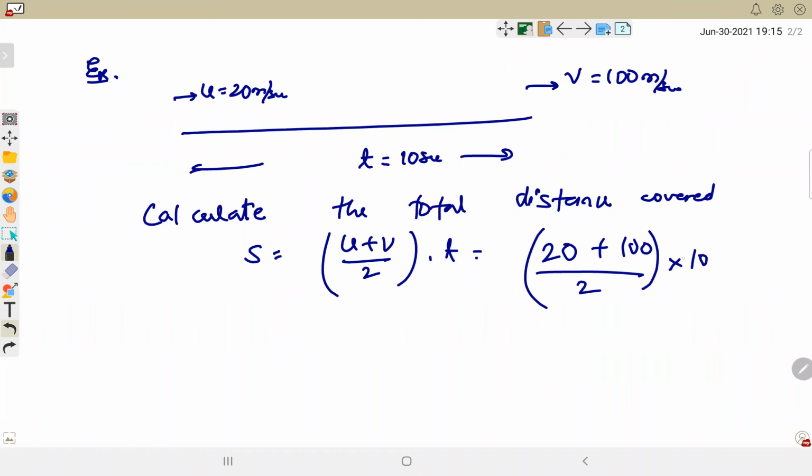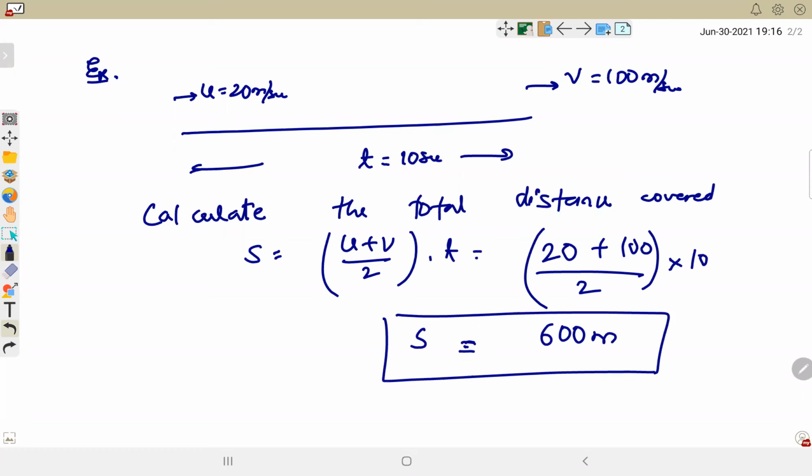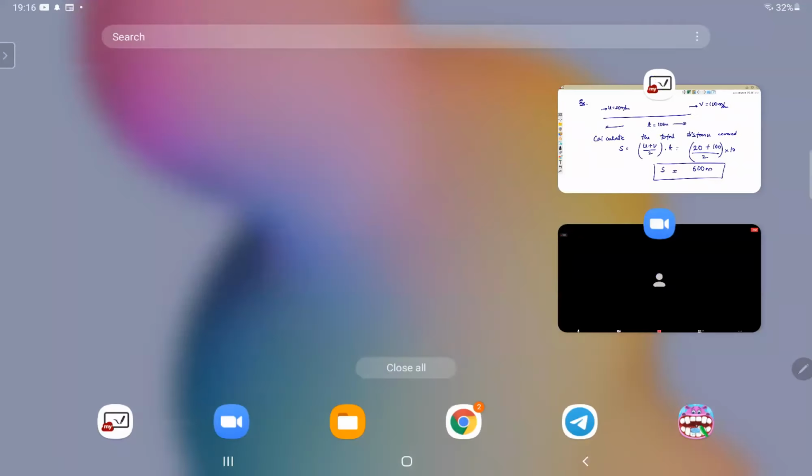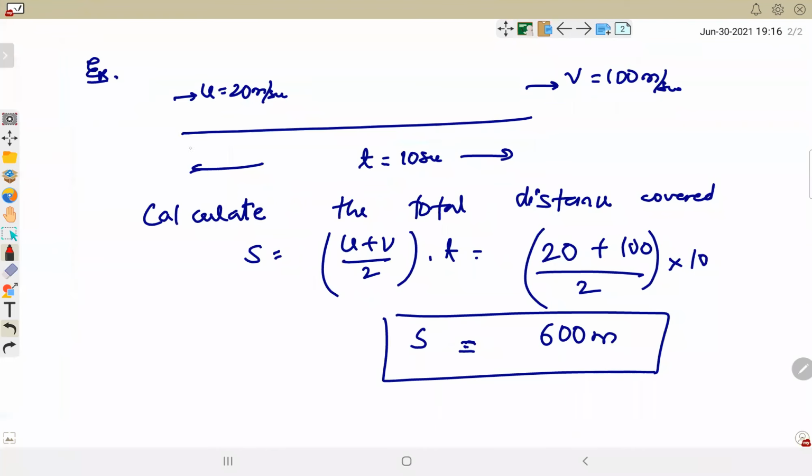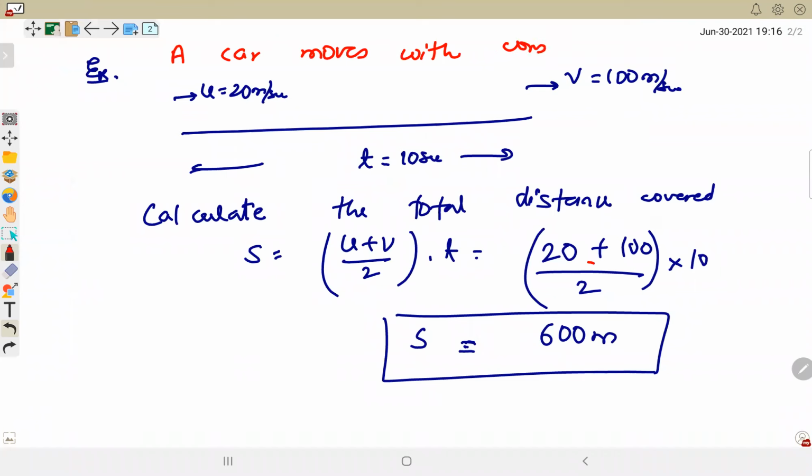So this equation is valid for constant acceleration motion. If acceleration is variable, then we cannot write that displacement covered is average velocity into time. It will be given, right? That acceleration is constant will be given. A car moves with constant acceleration. Or if it is not given as variable, then you can assume it is constant. If it is variable, then it will be given for sure.